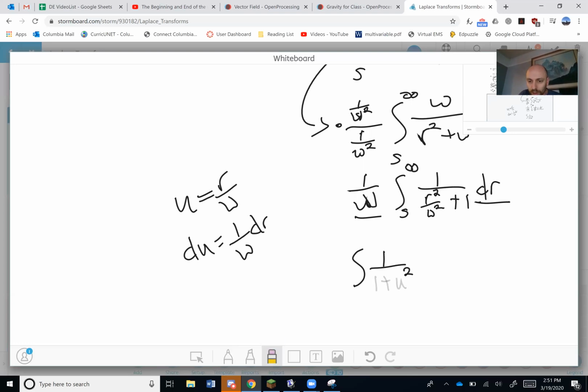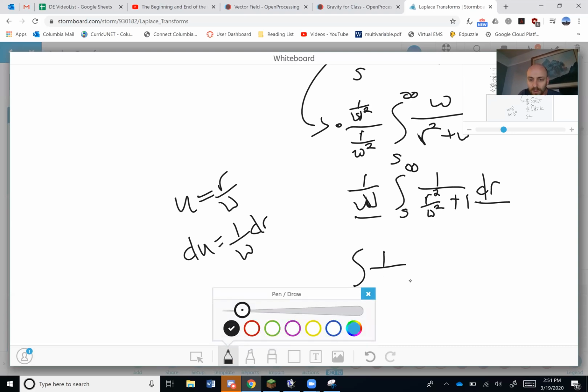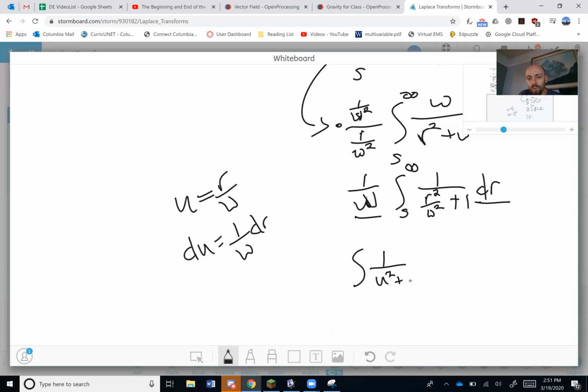I guess if I was being totally honest, I'd write that in the other order. I have u squared plus 1 du. And then I need to decide on bounds. So if r, these bounds here are in r's. So if r is s, then u is s over w. And if r is infinity, then u is infinity over w. And they told me that w is strictly bigger than 0, so I can divide by it. Well, I'm still going to get infinity out of that.